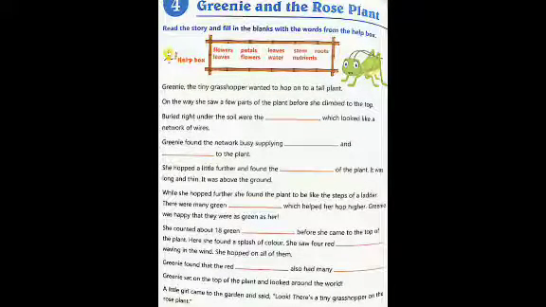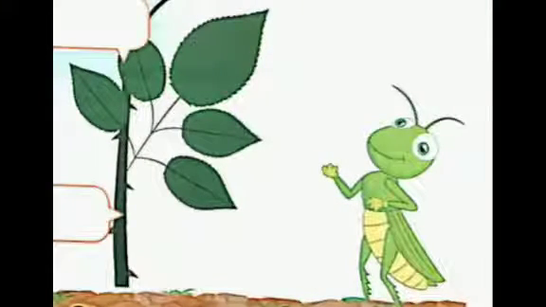Okay, next point. While she hopped further, she found the plant to be like a step of the ladder. It was like the step of a ladder. The next point: there were many green blank spaces which helped her hop higher. Greenie was happy that they were as green as her.